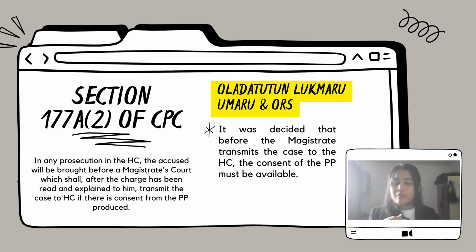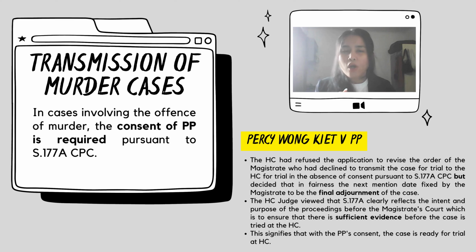Since the deputy public prosecutor is also the public prosecutor's alter ego, the consent need not be signed by the public prosecutor directly. Only the High Court has the authority to hear cases involving offenses under Section 302 of the Penal Code. Therefore, in situations involving a murder charge, the public prosecutor's approval is required in accordance with Section 177A of the CPC in order to forward the case to the High Court for trial.